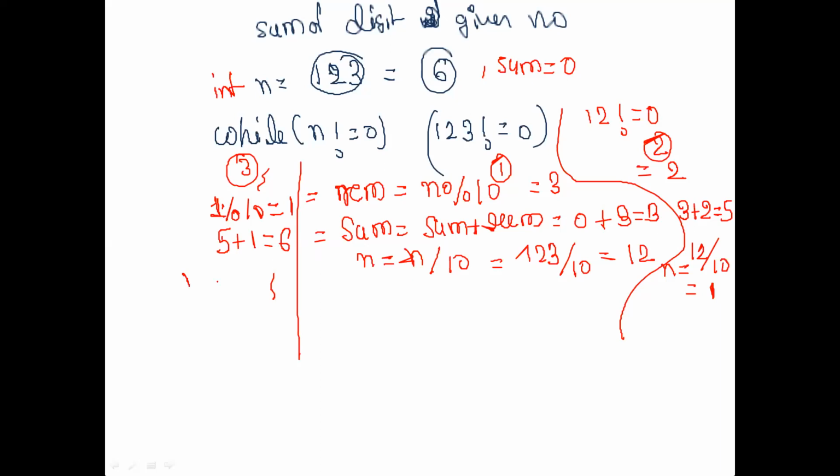I have to divide the number. So number is what? Number is 1. What did the n value become? N value became 1 at the end. So 1 divided by 10.